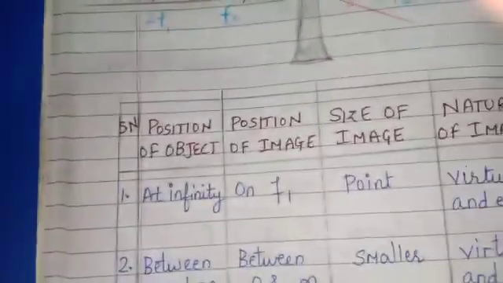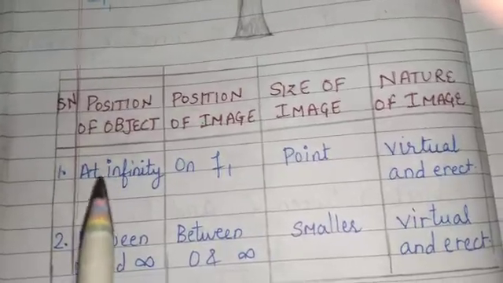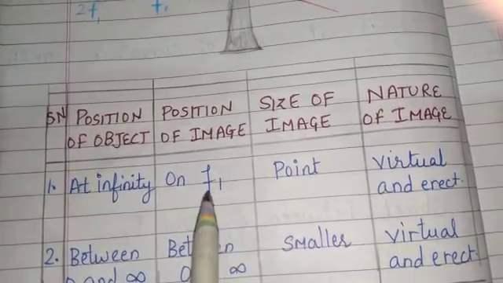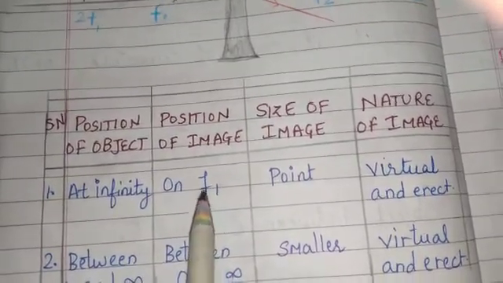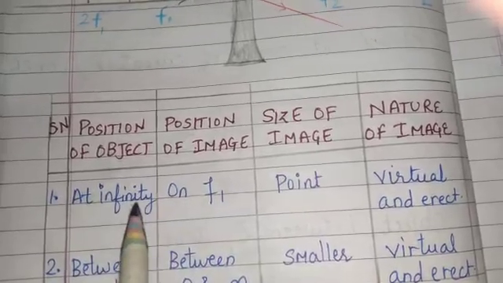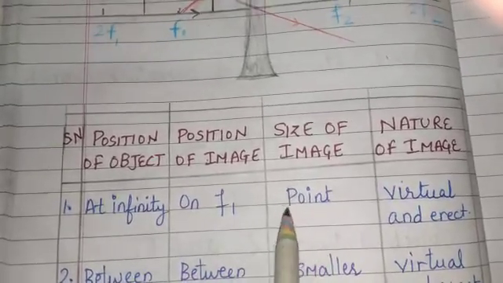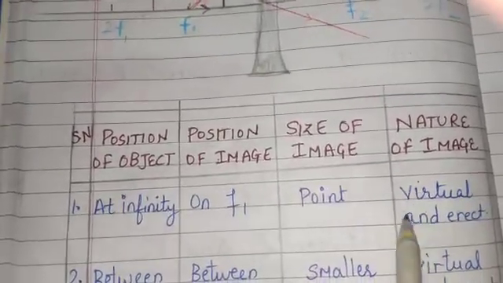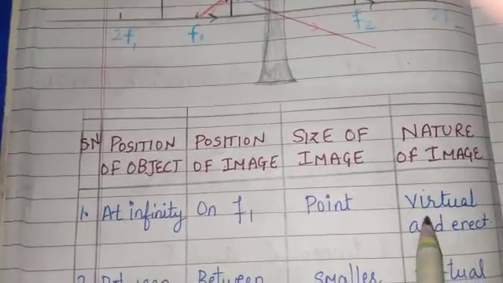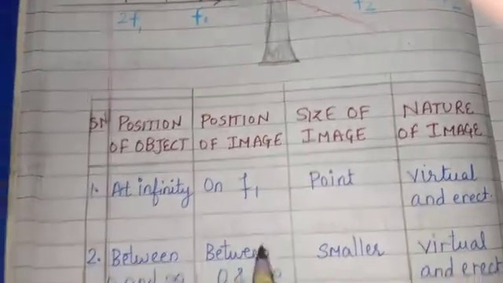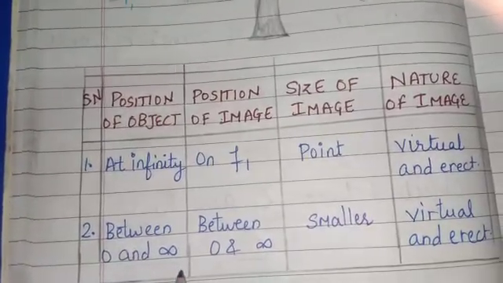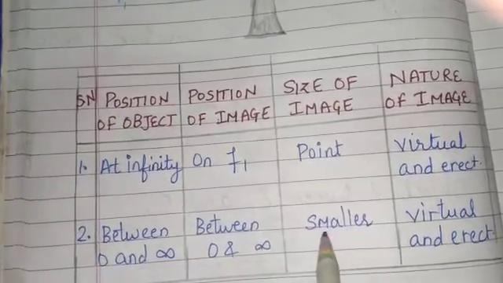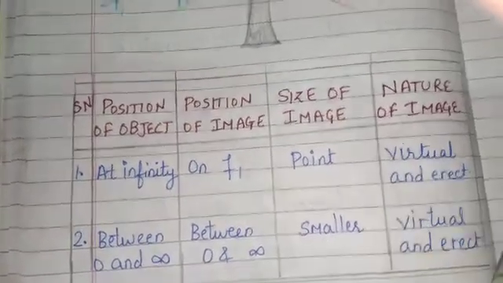See here, I have made a table. There are two cases. When you keep the object at infinity, you will get the image at F1, meaning on the same side where the object is placed, and the size of the image will be point-sized, meaning very small, or diminished. The nature of the image, I told you, is virtual and erect. Virtual means which we cannot store for a longer time, right? And when the object is between the optical center and infinity, in the same way we get the image between the optical center and infinity. The size of the image will be smaller compared to the object, and the nature will be virtual and erect.